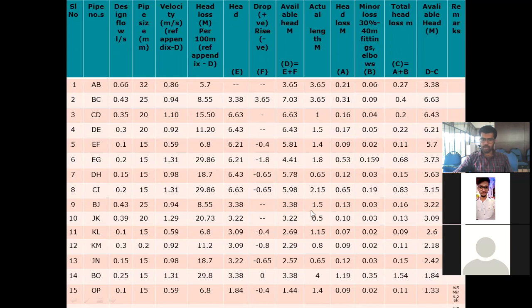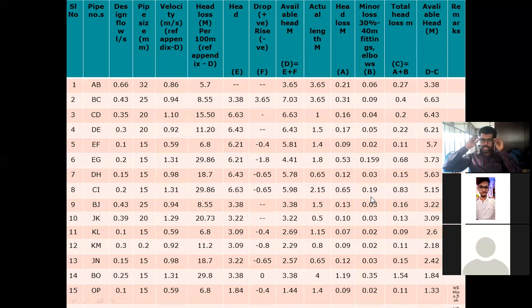Suppose the head is coming less than 2 meters, then how to correct it, sir? Do we need to increase the pipe diameter or what? No. Normally what we do is increase the height of the overhead tank. Sir, usually in any building the overhead tank will be fixed, right? So the overhead tank cannot be changed. If it is not possible, what we do is give them a booster pump.